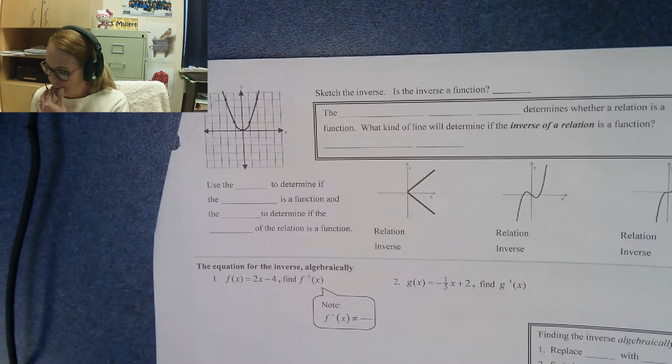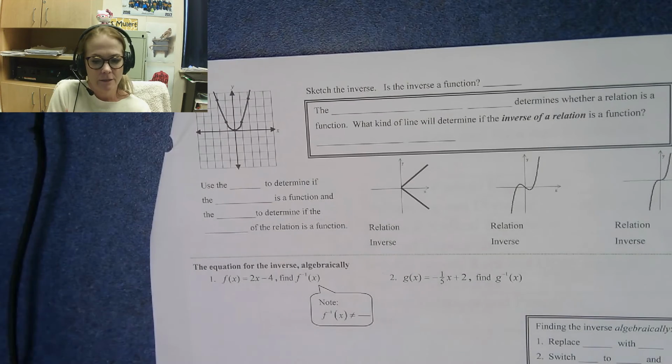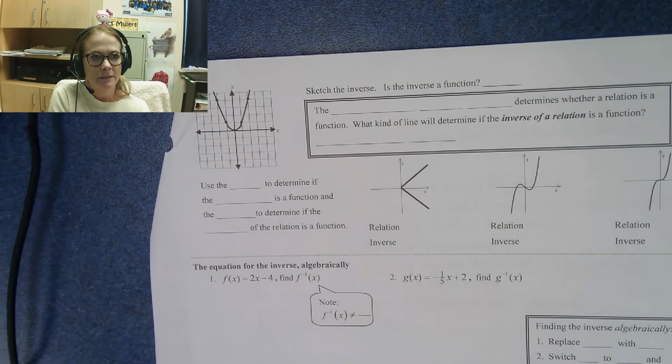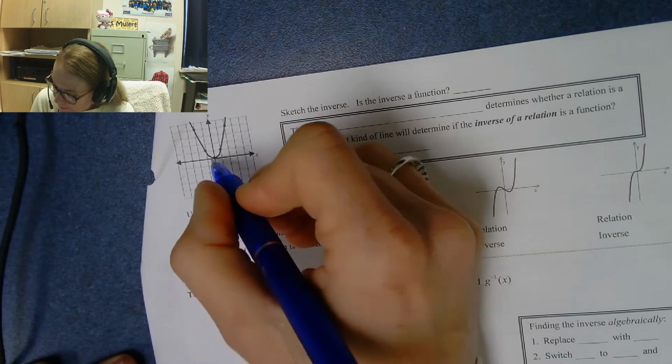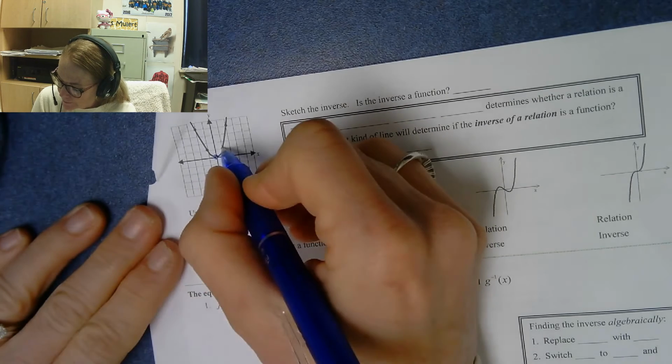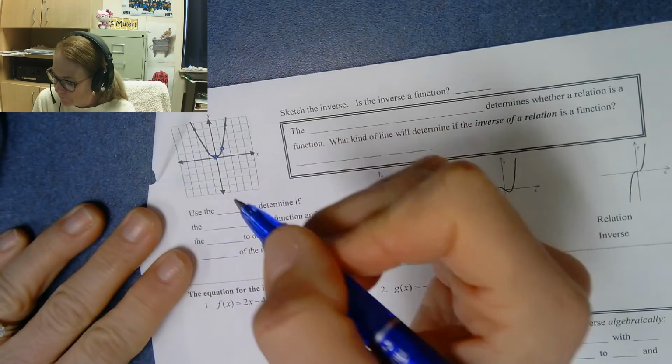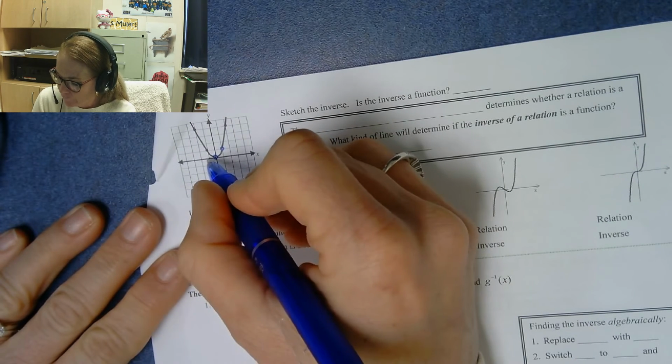All right. So sketch the inverse. Here is the inverse of the function. So we're going to look here and just flip-flop these points. So 0, 0 will flip-flop to here. 1, 1 will flip-flop, be the same thing, but this will be negative 1, 1.